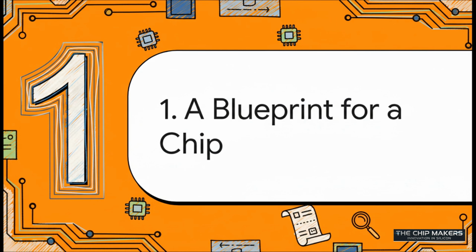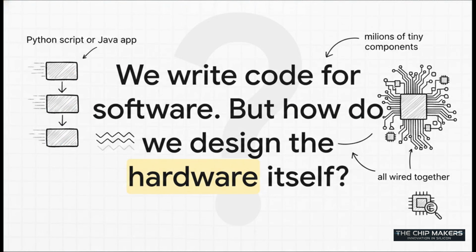Let's start with the big question that even leads us to a language like Verilog. We all kind of get how an app works, right? It's a series of instructions that the computer follows one step after another. But a processor, that isn't a list of commands. It's a real, physical thing with millions or even billions of tiny little components all wired together. So how in the world do you describe that?